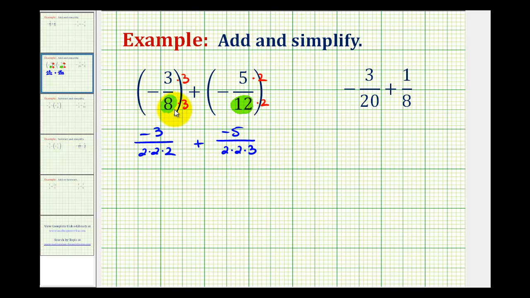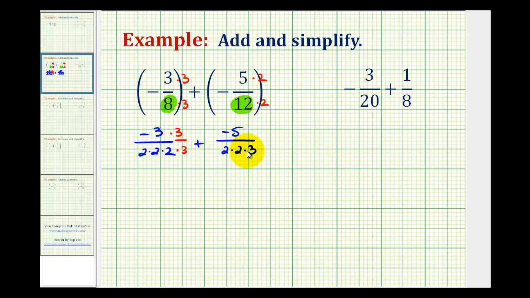So again, if we're not able to determine the least common denominator is 24 by inspection, we just need to realize that in order to have a common denominator, the prime factors in the denominators must be the same. Notice how this fraction is missing a factor of 3 that the other fraction has. So we'd have to multiply this fraction by 3 over 3.